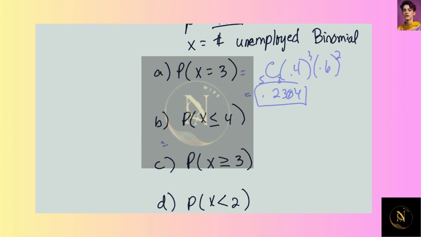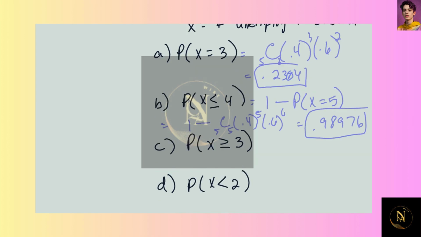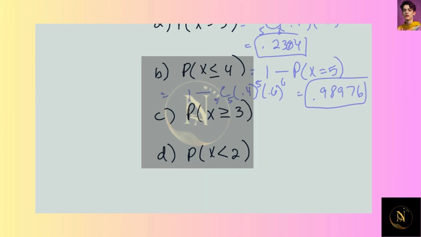Now we want to find the likelihood of less than or equal to, so it says at most 4 were unemployed. Well, this is equivalent to 1 minus the probability that 5 are unemployed. So we're going to find 1 minus that probability of 5, which is 5 choose 5, which is 1, times 0.4 to the fifth power, and then 0.6 to the 0. So this is just 1 minus 0.4 to the fifth power. And this comes out to be 0.98976.